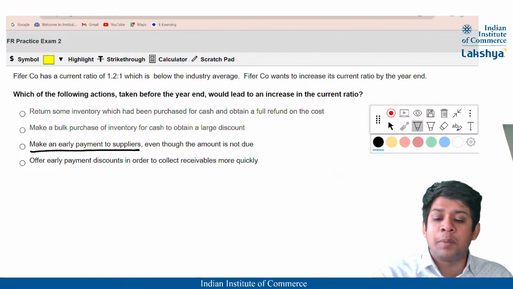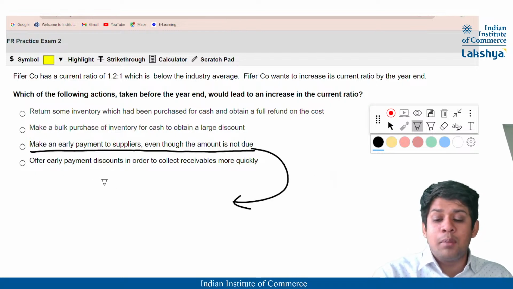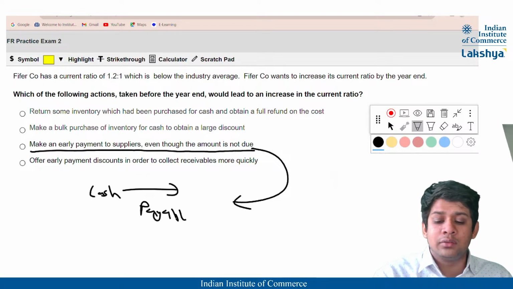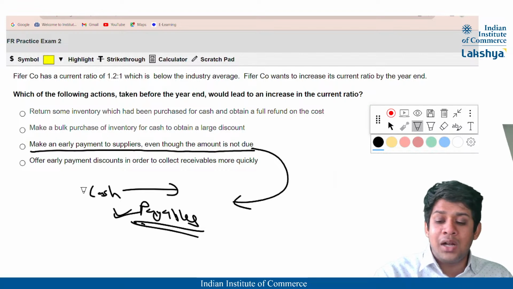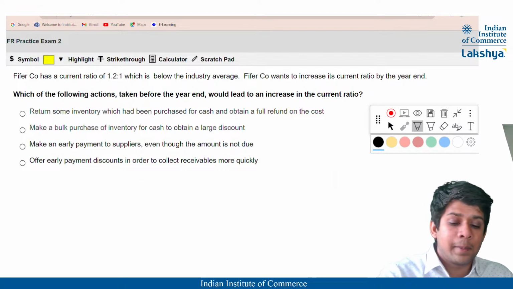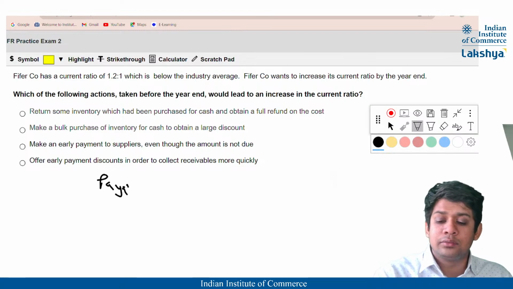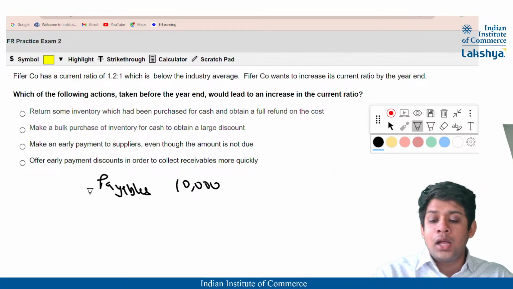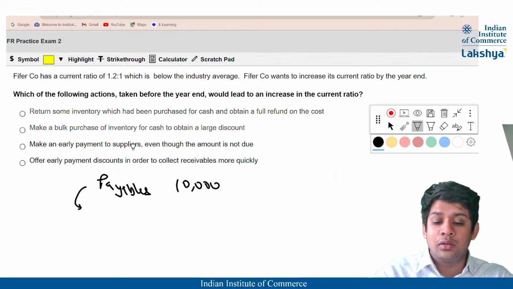Make an early payment to suppliers even though the amount is not due. Yes, this could be a reason, because if I make an early payment to suppliers, my cash is going out, but my payables are reducing, right? My cash is going out and my payables are reducing, but maybe say that my payables are 10,000. If I make an early payment to the suppliers, then I will get a discount on it, correct?